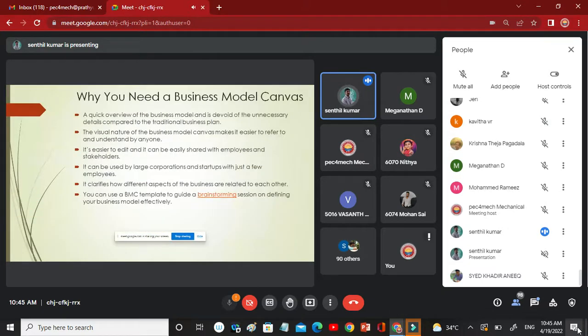Why do you need a business model canvas? So the question will be there. Because a normal business model also helps you. Why do we particularly use this model? A quick overview of this model is easy, and it can replace the traditional model in a valuable manner.